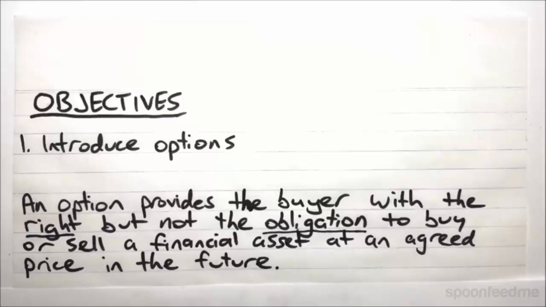And that agreed price is what we call the exercise price, or you might alternatively hear it called the strike price. So if you purchase an option on what we call an underlying asset, then at some point in the future you may either buy or sell the asset. However, you don't have to. You can actually make that choice.